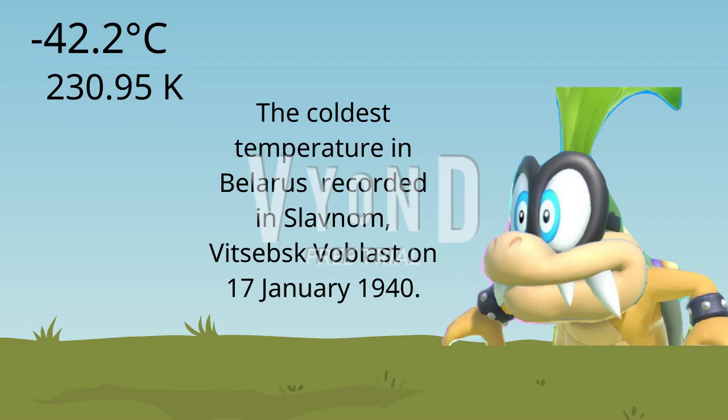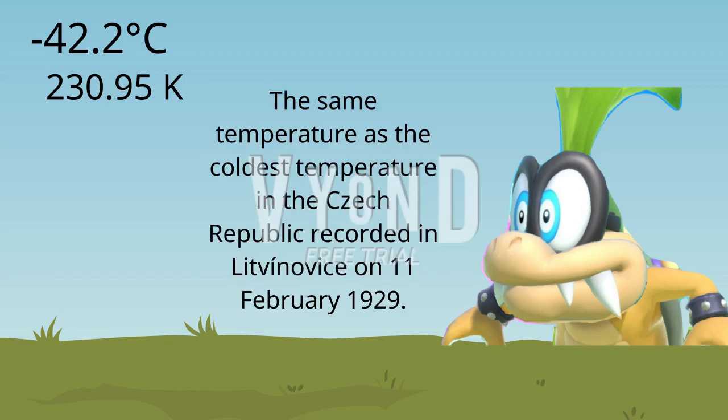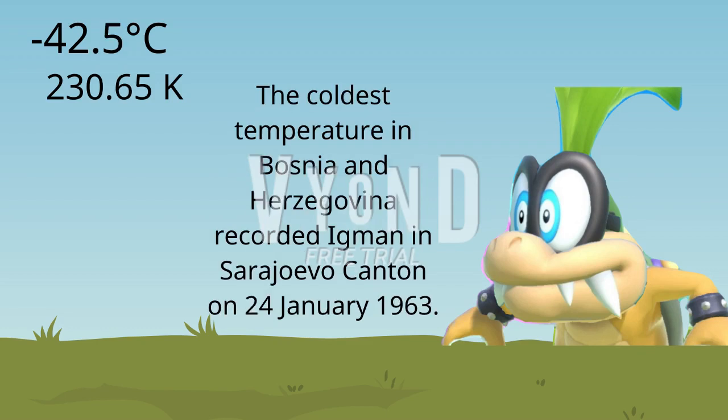230.95 Kelvin recorded in Slavnom, Vitebsk Oblast on the 17th of January 1940. The same temperature as the coldest temperature in the Czech Republic recorded in Litvinovice on the 11th of February 1929. The coldest temperature in Bosnia and Herzegovina is -42.5 degrees Celsius, or 230.65 Kelvin recorded Igman in Sarajevo Canton on the 24th of January 1963.